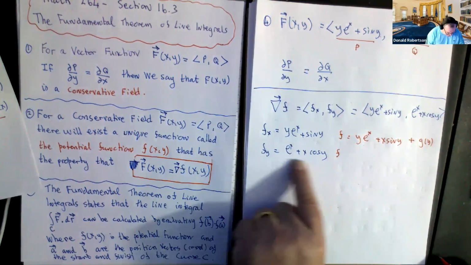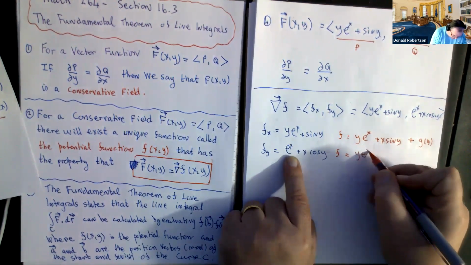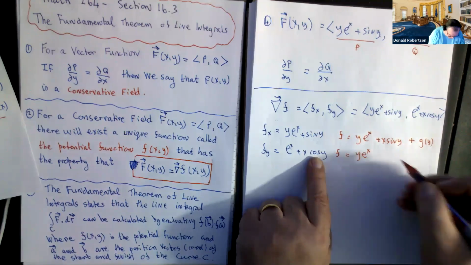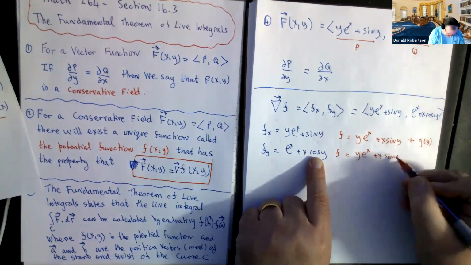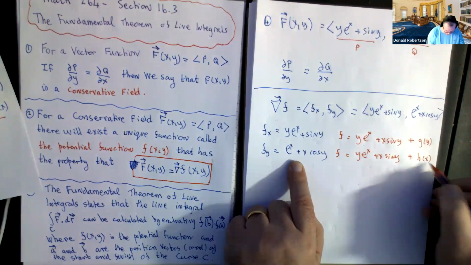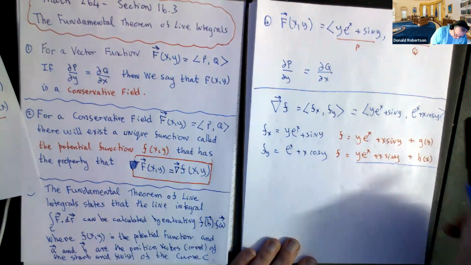Then I'll do this fella, but I'm going to integrate him with respect to y. So I get this guy. I'm going to integrate him with respect to y. Just pausing for a minute, you get that guy. And the arbitrary constant is some function in terms of x. Okay.